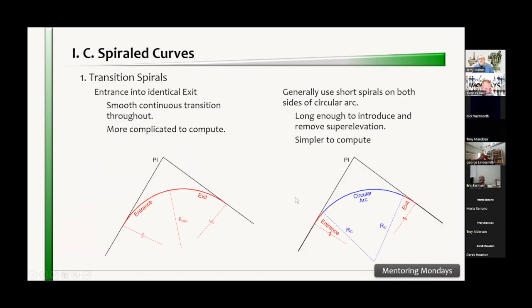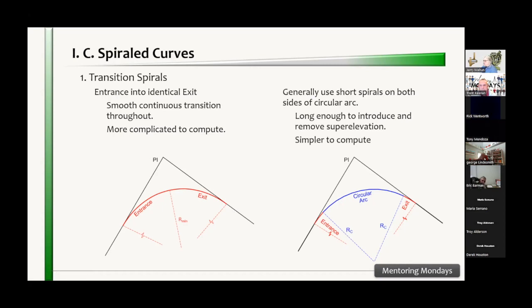Okay, all right, so we use transition spirals. A transition spiral entrance is identical to the exit spiral. They're basically mirror images of each other. So if we're using the entrance spiral to introduce super elevation coming into a curve, we use an identical one, but backwards, to take it back out again. So we're transitioning along this directional change, getting sharper and sharper, and flatter and flatter, until we're back on a tangent section.